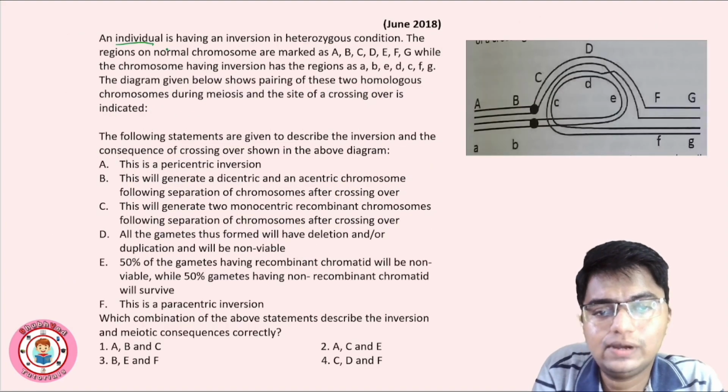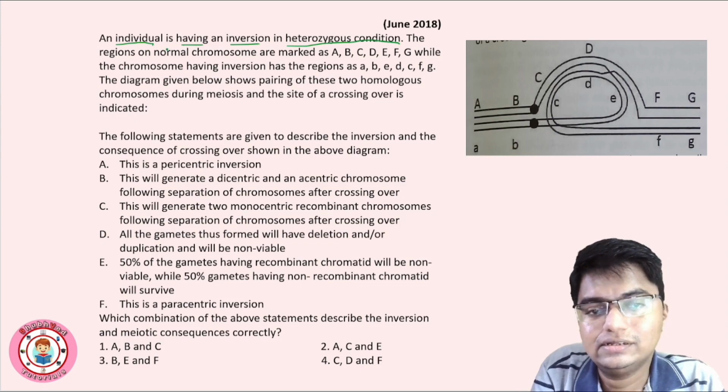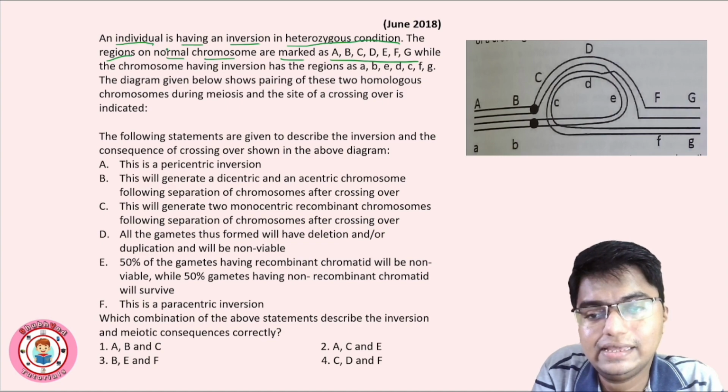An individual is having an inversion in heterozygous condition. The regions on normal chromosome are marked as A, B, C, D, E, F, G. While the chromosome having inversion has the region as A, B, E, D, C, F, G. Okay. So inversion has occurred here. The diagram given below shows pairing of these two homologous chromosomes during meiosis and the site of crossing over is indicated.